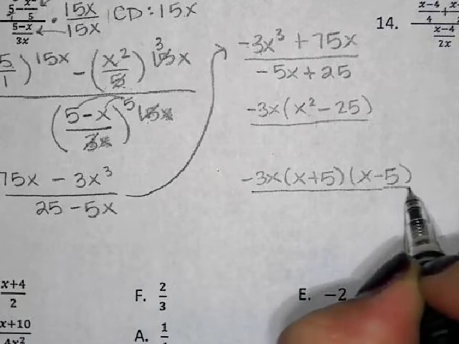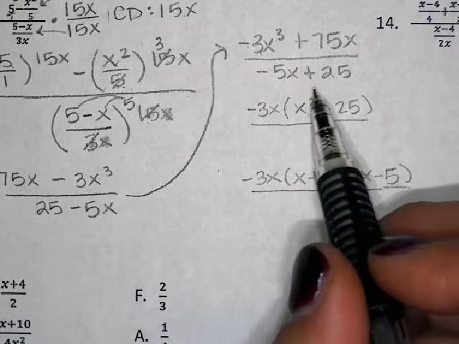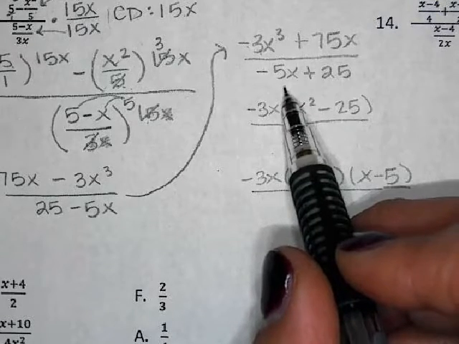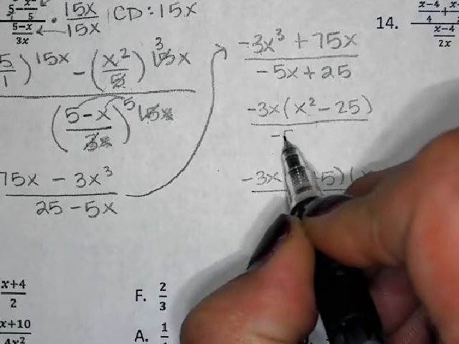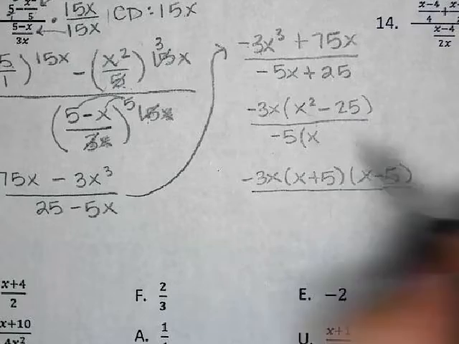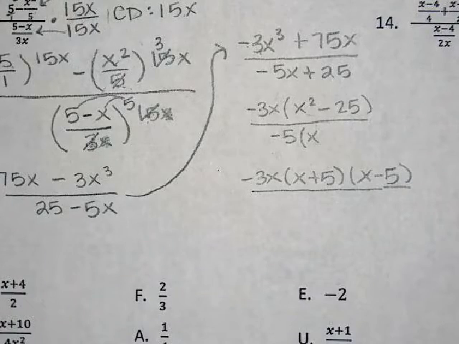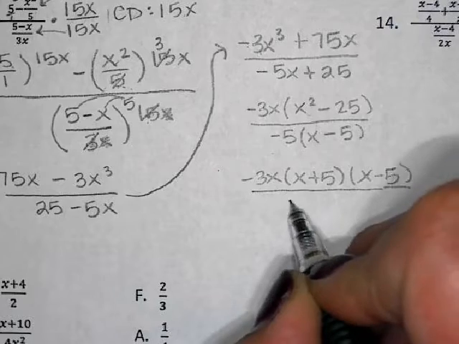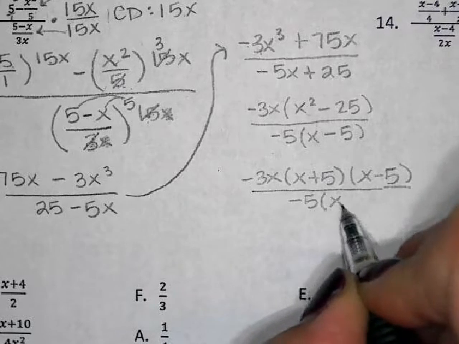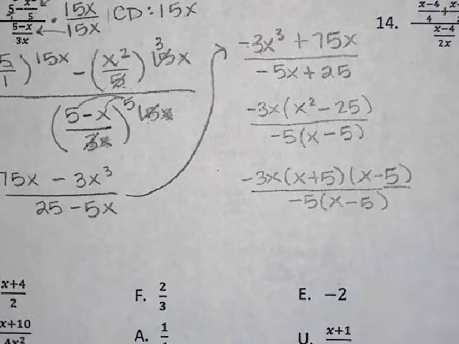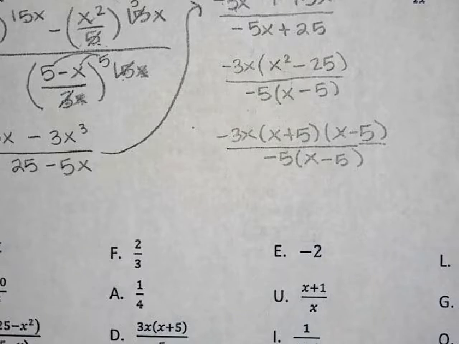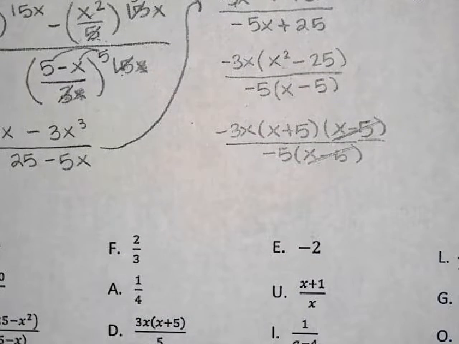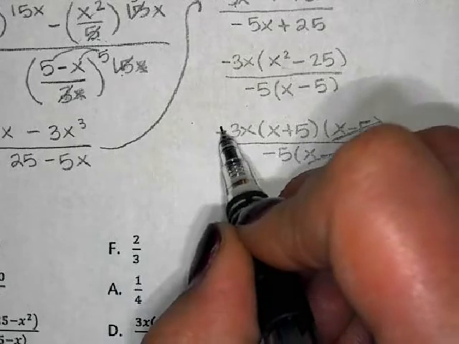On the bottom, we can take a GCF out. Negative 5. Okay. That leaves x, and then what else does it leave? Minus 5. Okay, and I'm just going to go ahead and copy this down. All right, and then what do you guys see that could cancel? X minus 5. And one more thing, actually. The negatives. Yeah, the negatives can cancel and just make the whole thing positive.